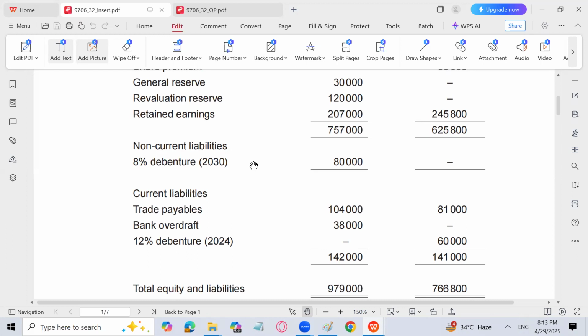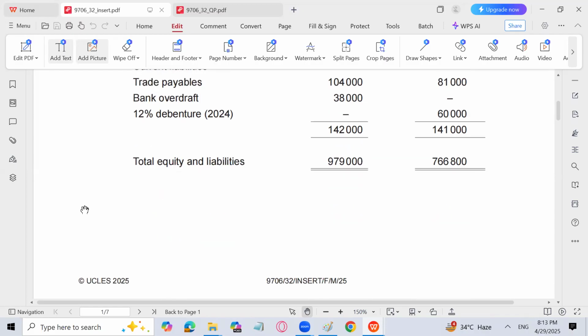Now let's see. You must be thinking, sir, why have we repaid the debenture? Because on 60,000 the interest was 12%, whereas on 80,000 the interest is 8%. So now we are basically having a more lucrative offer of debenture.